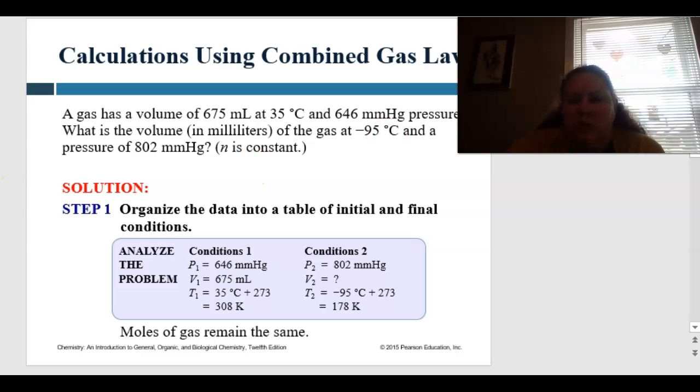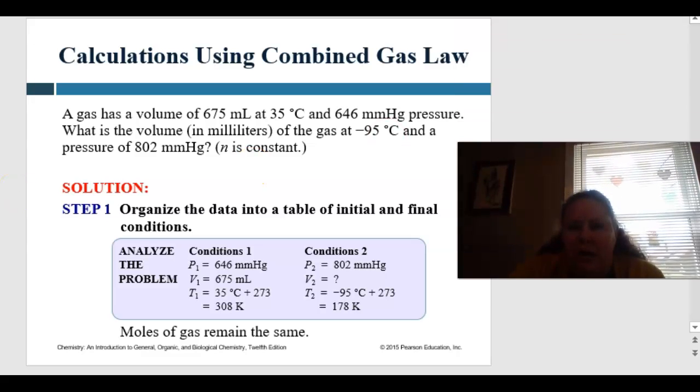So, trying to do this together, a gas has a volume of 675 milliliters at 35 degrees Celsius and 646 millimeters of mercury pressure. What is the volume in milliliters of the gas at minus 95 degrees Celsius and a pressure of 802 millimeters of mercury when n is going to be constant? Okay, that was a mouthful. So let's set it up.